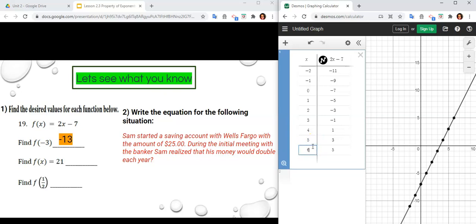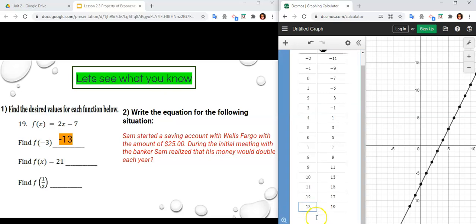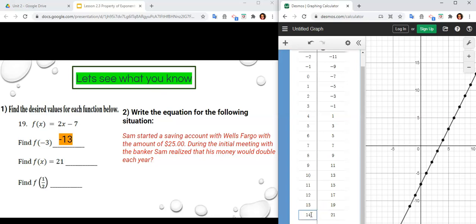Okay, we're getting there. 6, 7, 8, 9, 10, 11, 12, 13, 14. Oh, so 14. Okay, so when my x was 14, it gave me 21, and so that's what my y value was. It was 21. So I can see that when y is 21 on this particular function, my x value would be 14. So this would be 14.